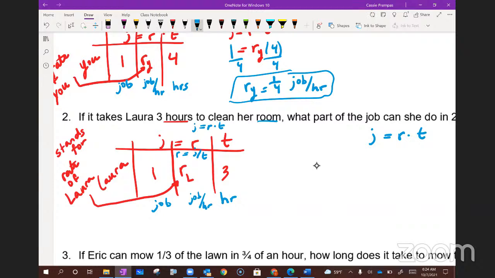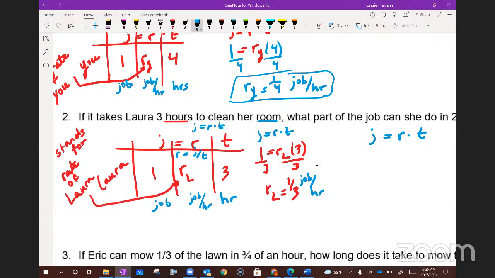Now we do need to solve for that. So in the same way, I know that the job is equal to rate times time. So Laura's one job is going to equal her rate times the time it takes her to do it in. So times 3. So we would divide by 3, and we can see that the rate of Laura is equal to 1/3 of the job per hour.